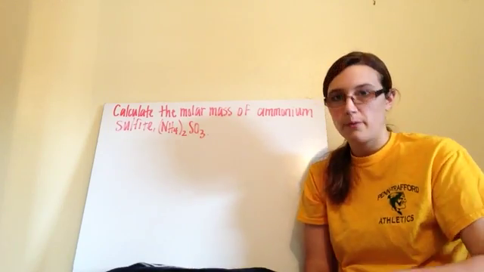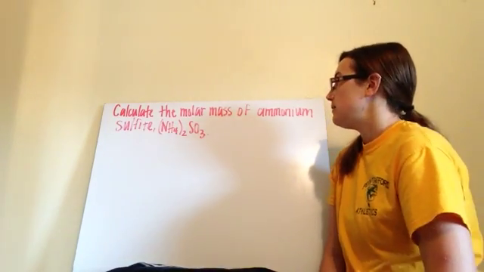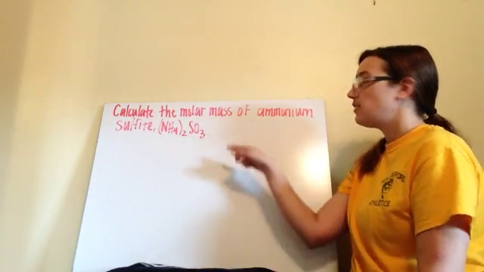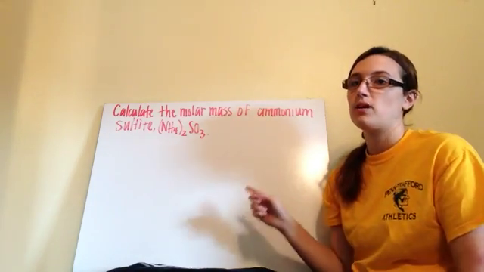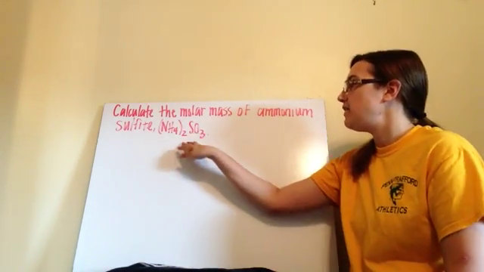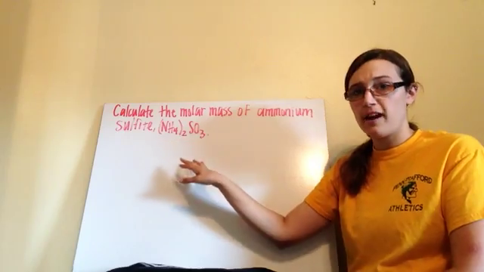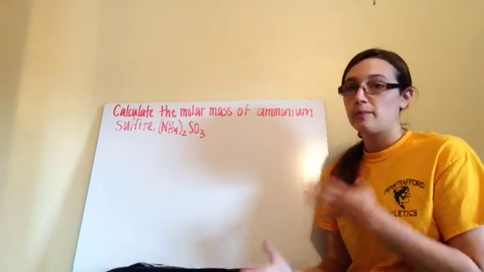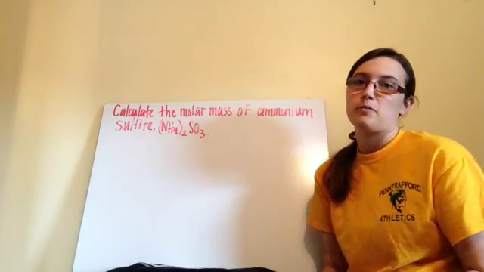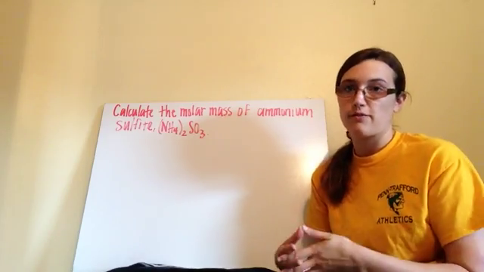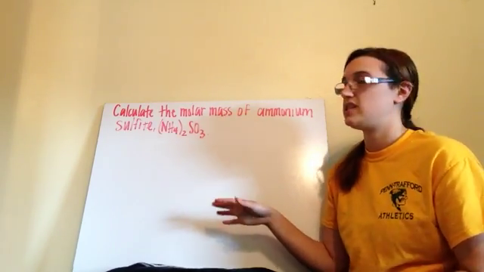We're going to work through example 1 from your notes. Example 1 asks you to calculate the molar mass of ammonium sulfite. Now, I gave you the formula for ammonium sulfite, but it's very important that you remember your polyatomic ions and remember to crisscross your charges to create formulas, just in case I didn't give that to you.